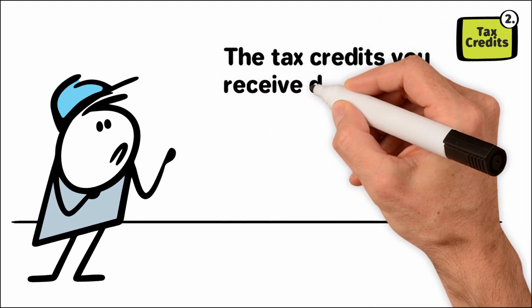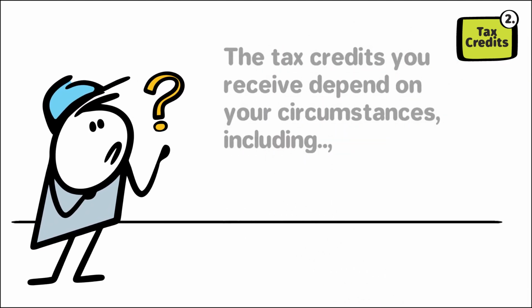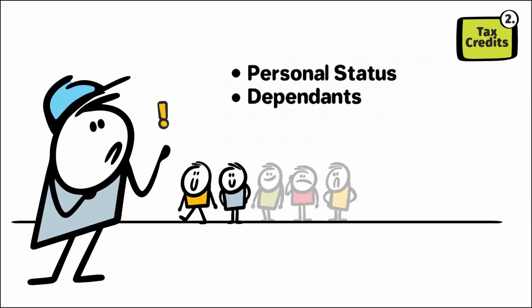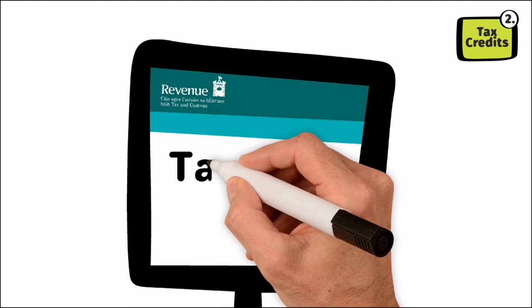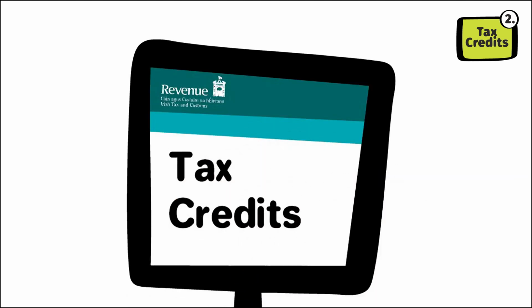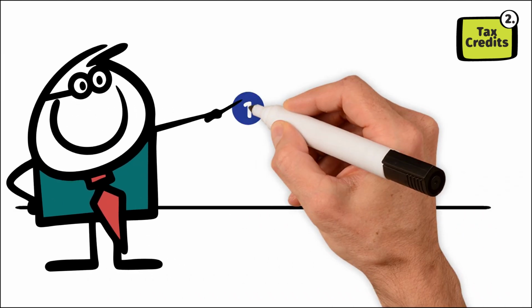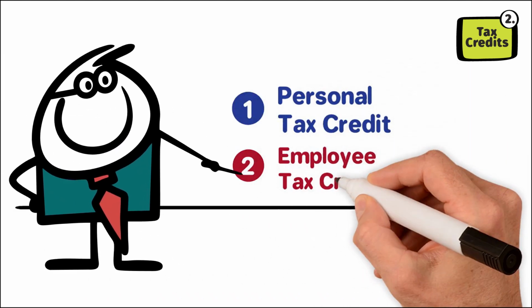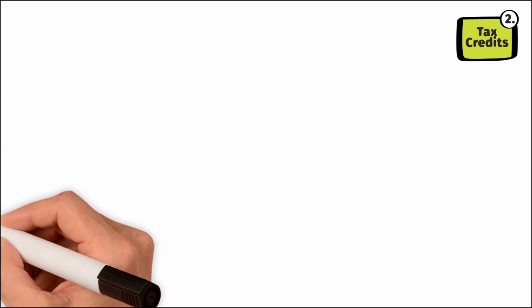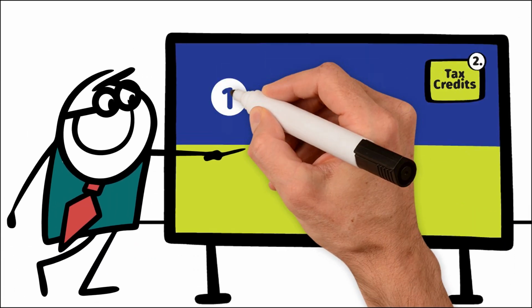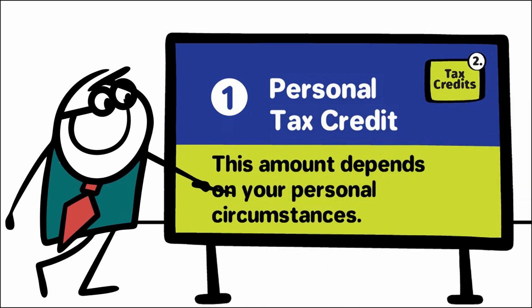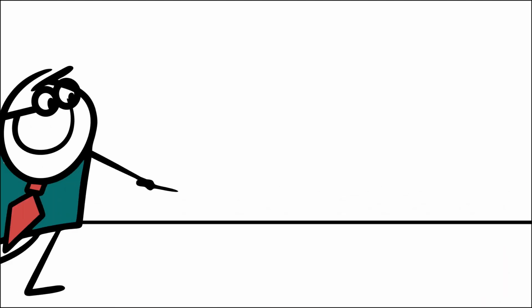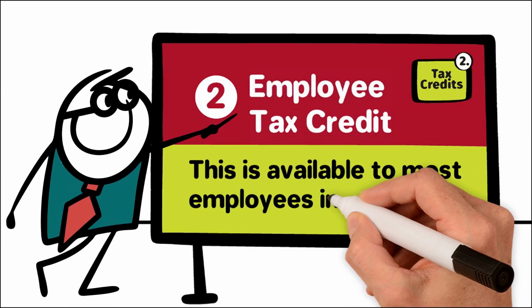The tax credits you receive depend on your circumstances, including personal status, dependents, age, and health. A wide range of tax credits is available, with a full list shown on the Revenue website. The two most common tax credits are the personal tax credit and the employee tax credit. Each person resident in Ireland is entitled to a personal tax credit. This amount depends on your personal circumstances. The employee tax credit is available to most employees in Ireland.